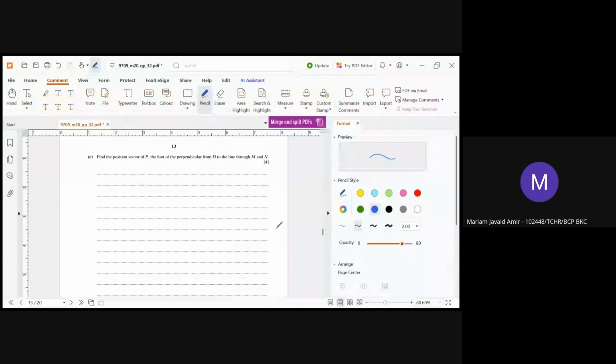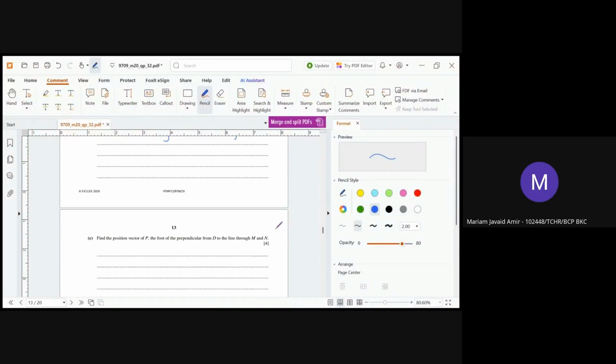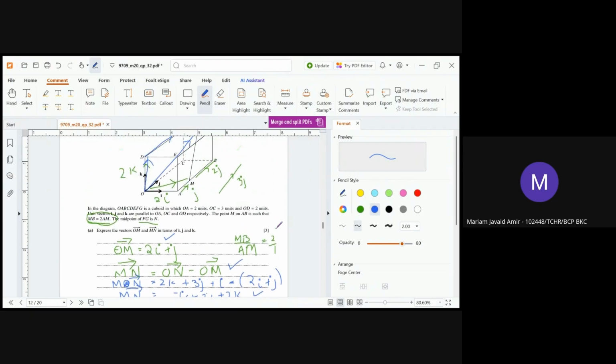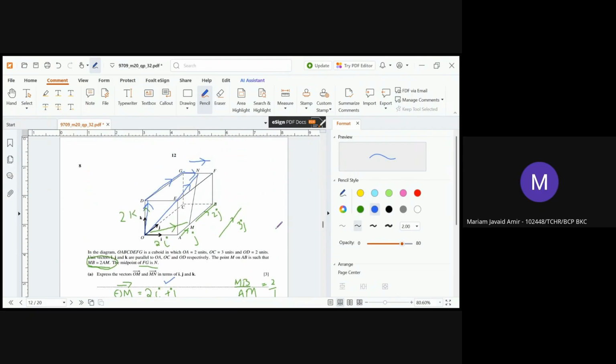Find the position vector of P, the foot of perpendicular from D to the line through MN. Okay. So we have to draw a perpendicular from D towards the line MN. Here's D. Here's MN. Going to draw a perpendicular and name this point of intersection P. And now we have to find the position vector of P. So we have to find OP.